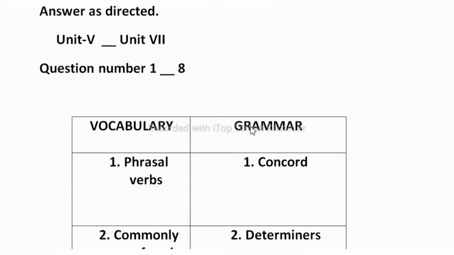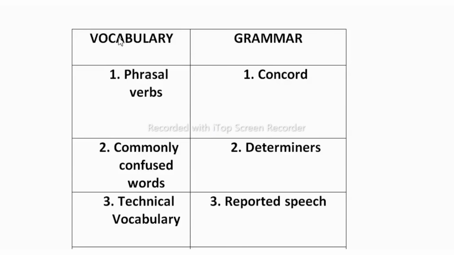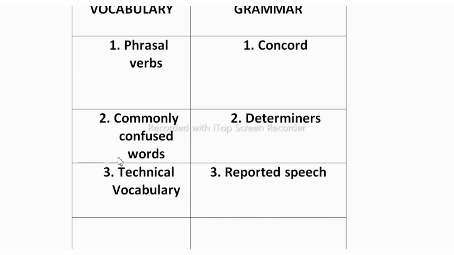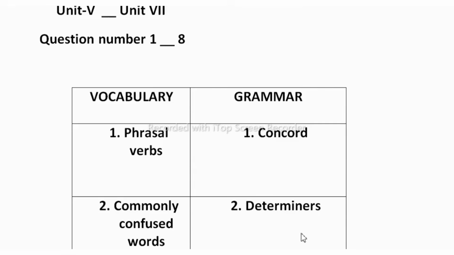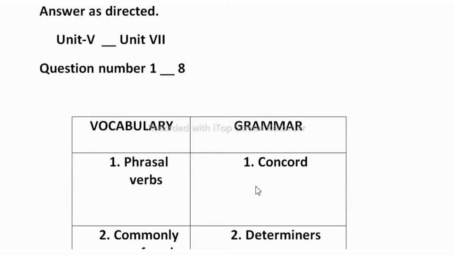So the vocabulary from unit 5 is phrasal verbs, and the grammar is Concord, commonly confused words and determiners. I have already uploaded videos on phrasal verbs, Concord, determiners and commonly confused words. The link I am providing under the description box of this video. You can watch those videos too, and the remaining videos I will upload soon. So to get 20 marks, you need to learn these 6 topics.